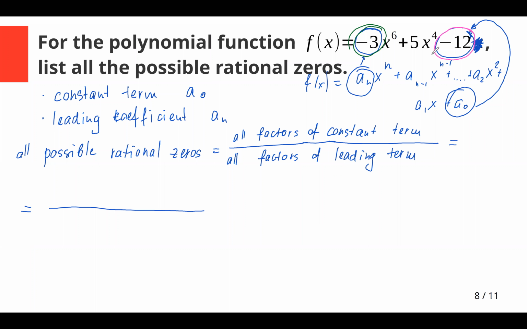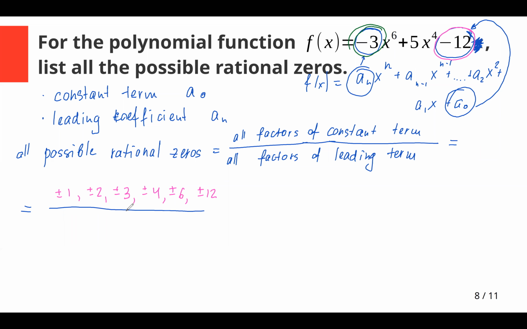So I'm listing first all the factors of 12 and putting plus, minus, plus, minus, and so forth, right? So plus, minus 1, plus, minus 2, because 2 is a factor of 12. Now what is it? 3. Plus, minus 3, because it's divisible, plus, minus 4, plus, minus 6, and finally plus, minus 12. So these are all the possible factors of 12, right?